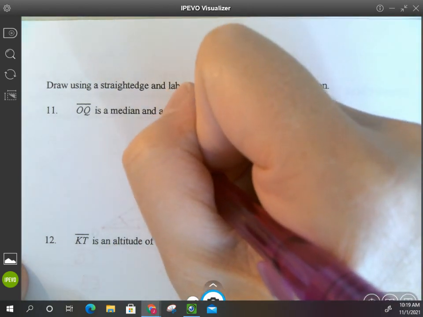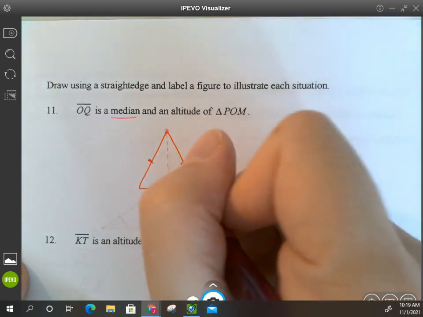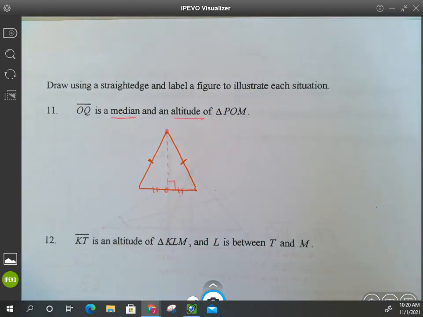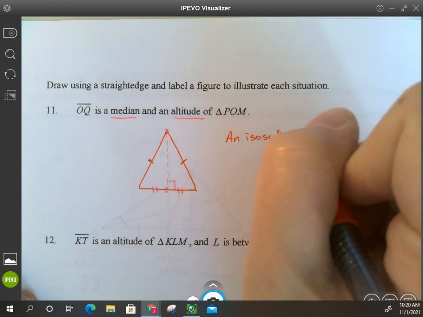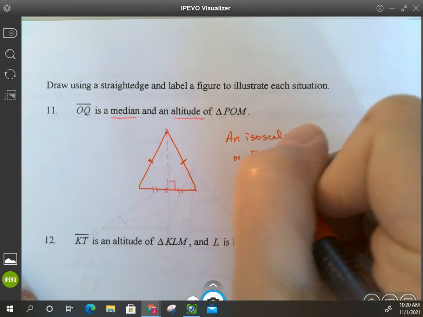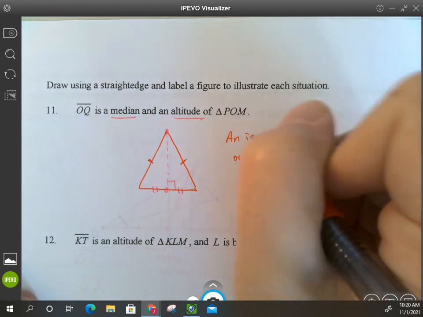And I'm going to mark these 2 pieces equal. And I'm going to sketch this. Now, this is a midpoint. That's why it's a median. But it also creates a 90-degree angle. And that's why it's an altitude. So in order to do this, it had to be an isosceles or equilateral triangle. So that was the trick to that one, an isosceles or equilateral triangle. It's the only way that's going to work.